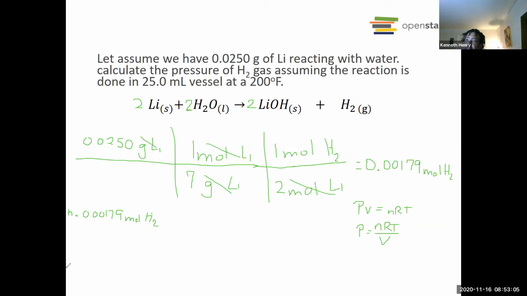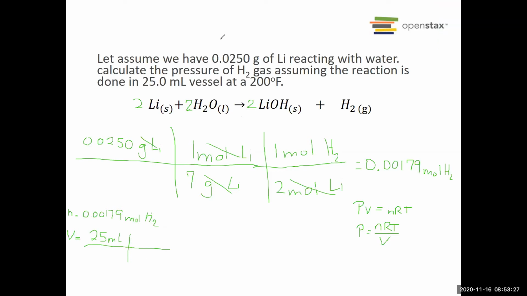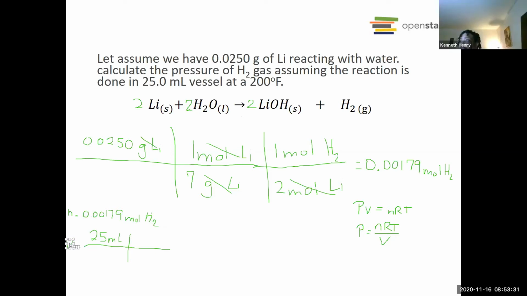Okay. So what is V? The 25 milliliters. Do I leave it in 25 milliliters? Oh, you need liters. Okay. So I have to convert this to liters. And I do that by what? Divided by 1,000. 0.0025 liters.